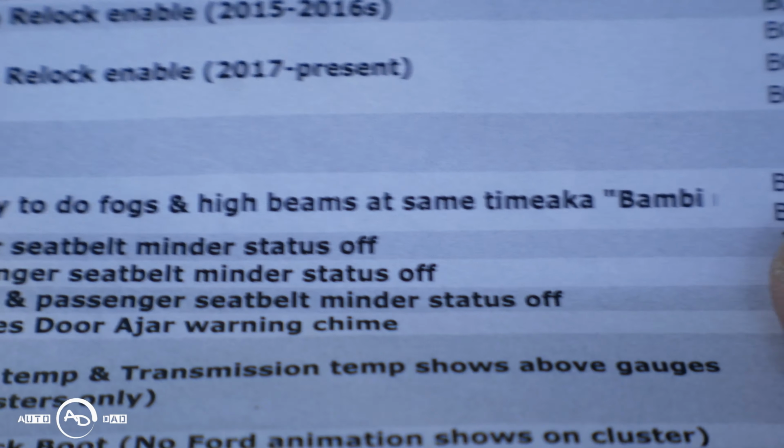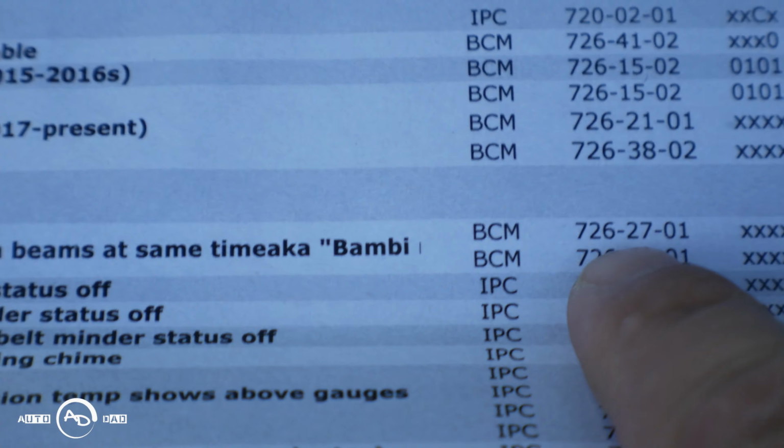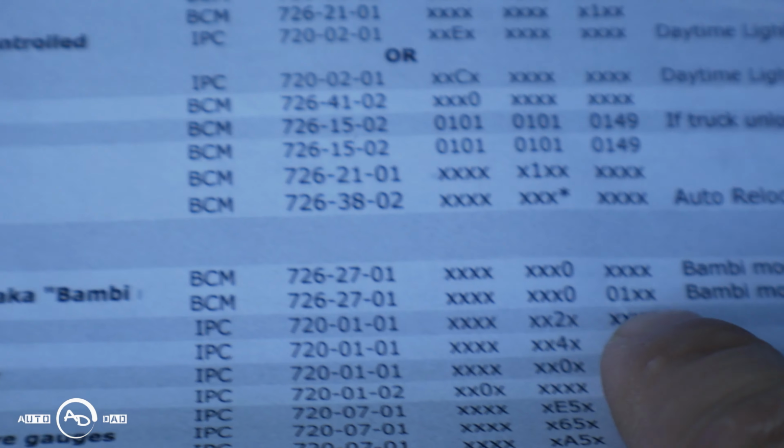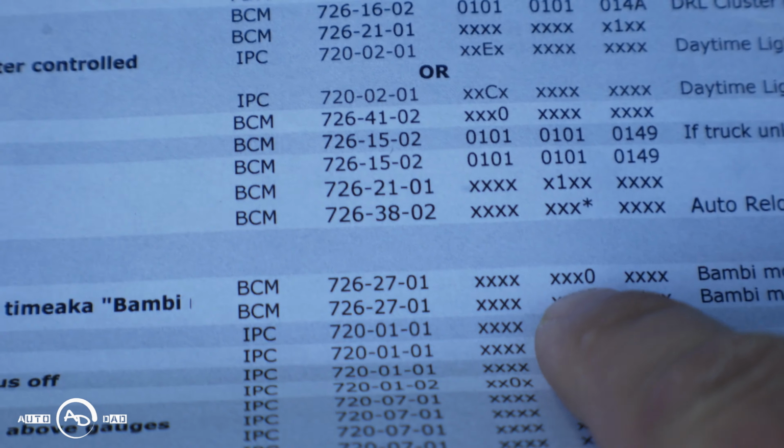So these here are all the blocks where you read your spreadsheet. Let's take one for example, for the body control module. Bambi mode, right here: ability to do fog lights and high beams at the same time. So we're looking at blocks 726, 2701. And basically what you do there is, in this third block of numbers here, you'd enter zero.